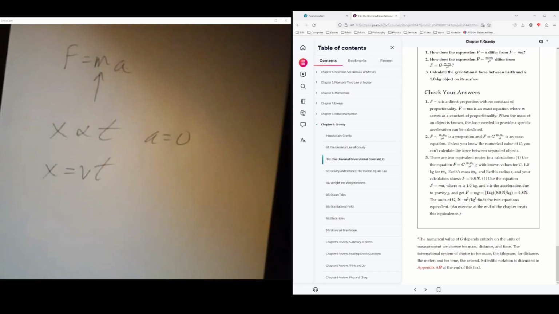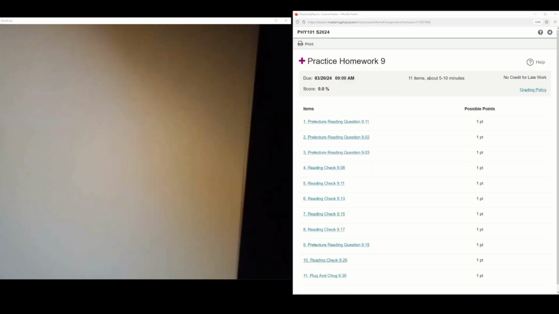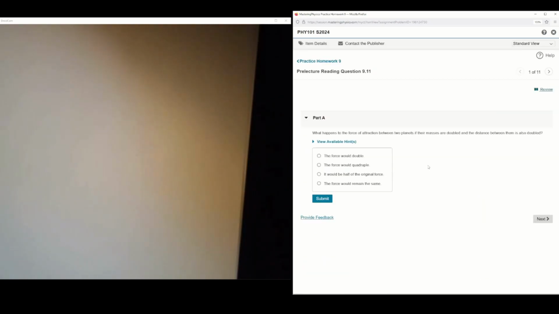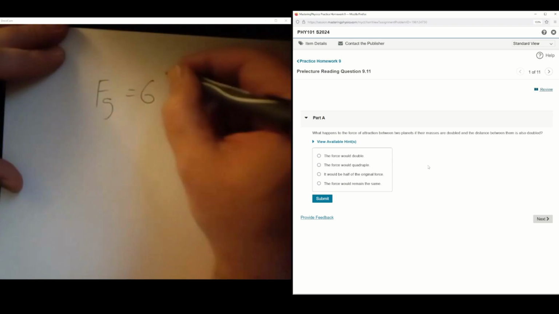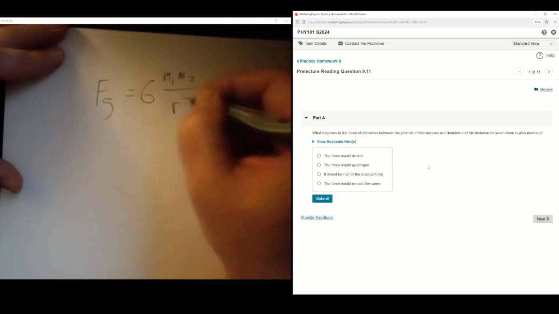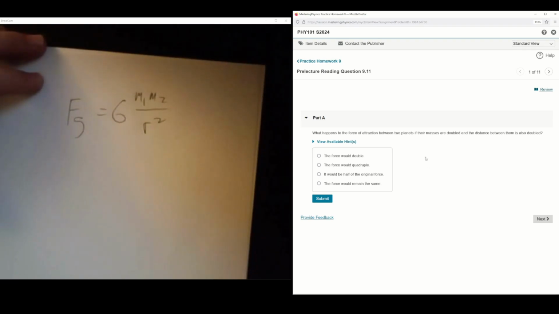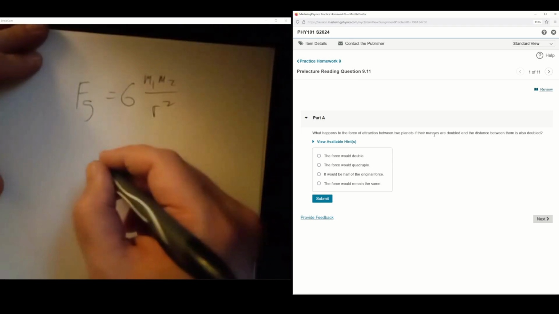Let's check out the homework. All right, so number 1. What happens to the force of attraction between two planets if their masses are doubled? All right, let's just stick with the first part there. So force of gravity, G, mass 1, mass 2 over r squared. So the first thing you're saying, if the two planets, if their masses are doubled. So let's do that first.